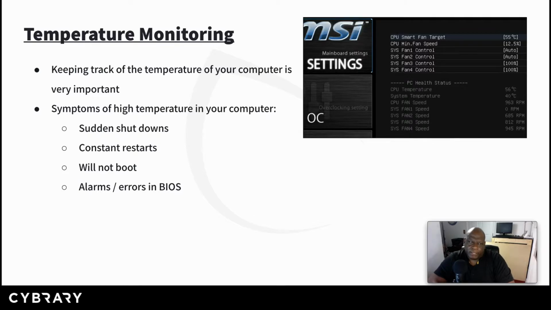Temperature monitoring. We can't stress enough that it's very, very important that you keep track of the temperatures inside of your computer. The reason why it's important is because of potential damage to your components, the components on the board or other devices like the CPU, graphic video cards, and other devices that are mounted in the system unit itself.